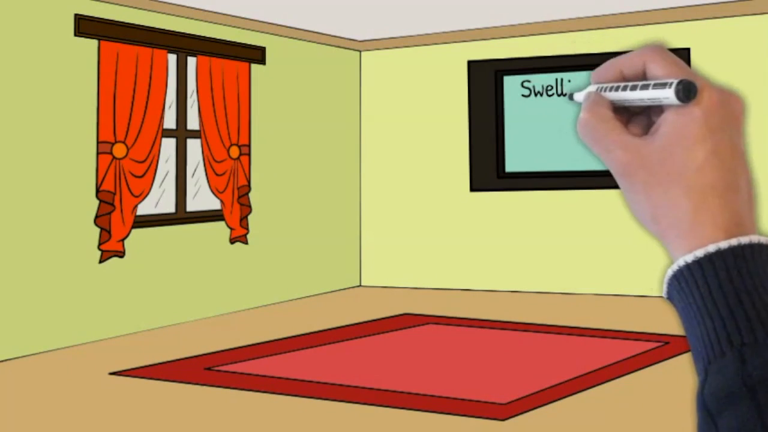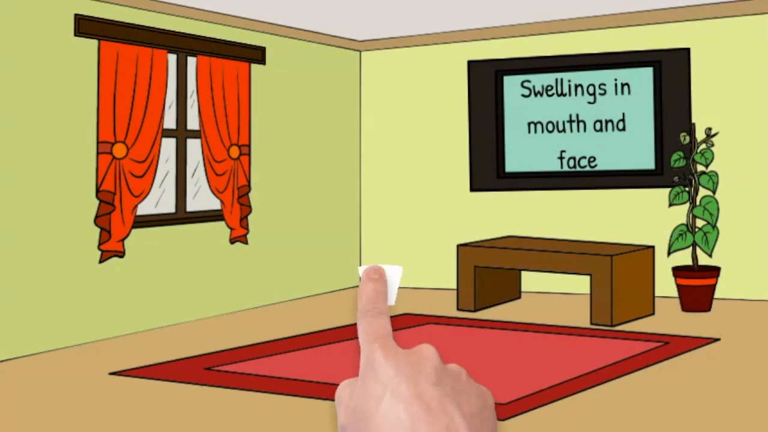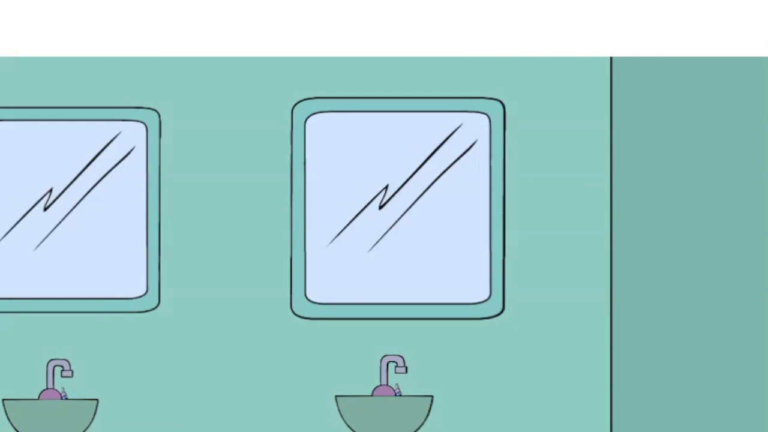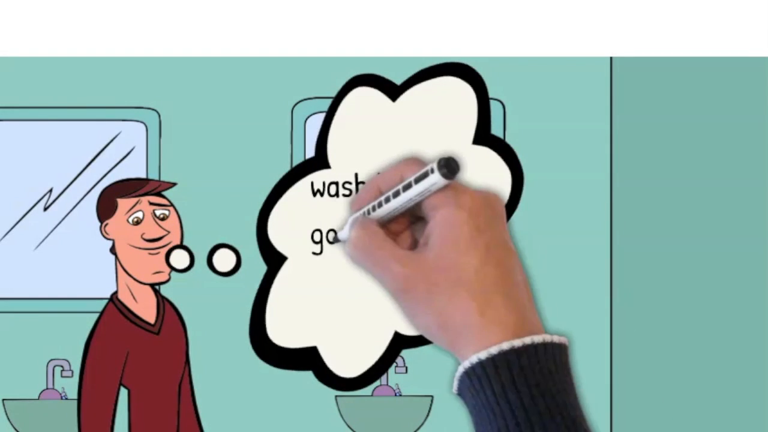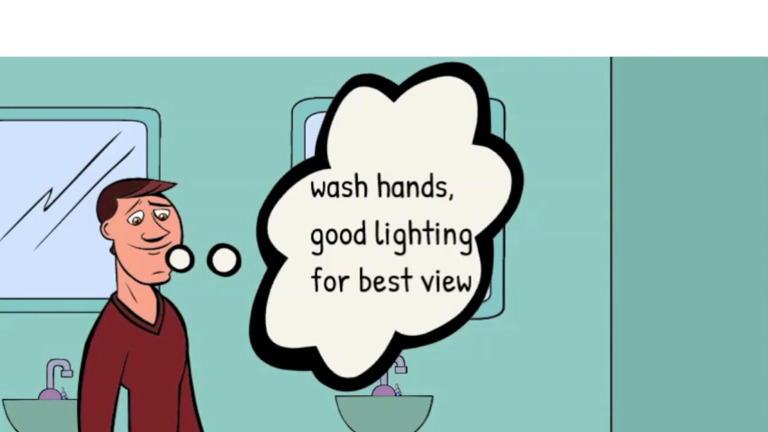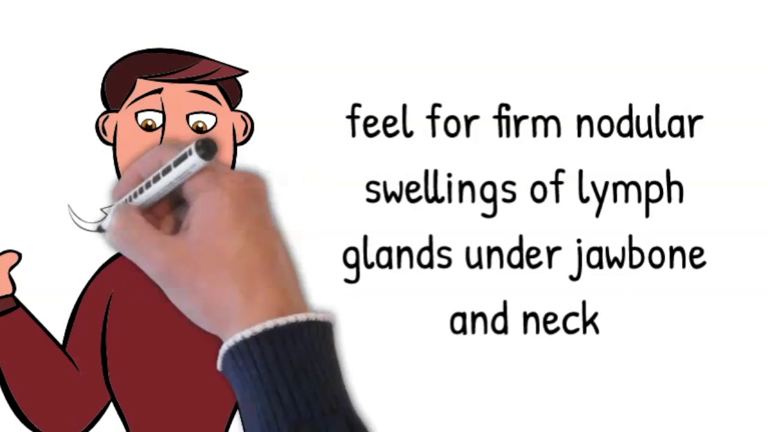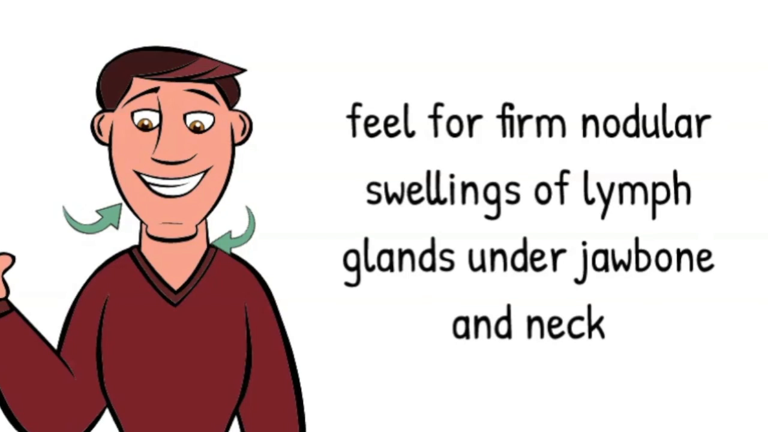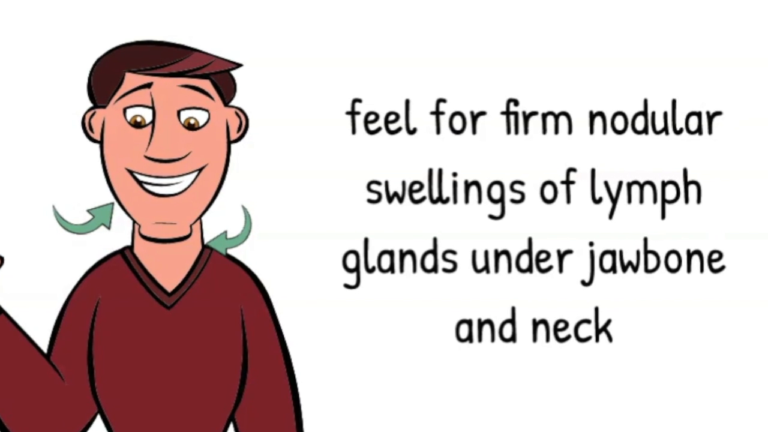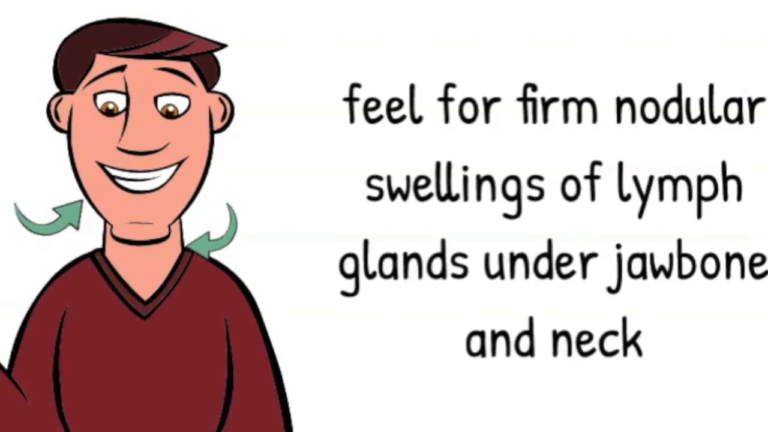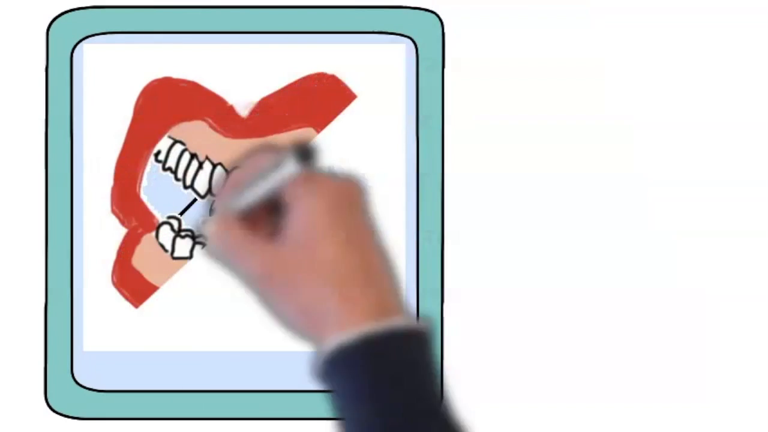This video is about lumps, bumps and swellings and ulcers in your mouth. You'll need good lighting, to clean your hands, and possibly have someone with you to take a photo on your phone. You need to palpate for swellings. If you get small nodular swellings in your neck or under your jaw, that's the sign of an infection, generally a dental infection. You should regularly look in your mouth to see any lumps or bumps.